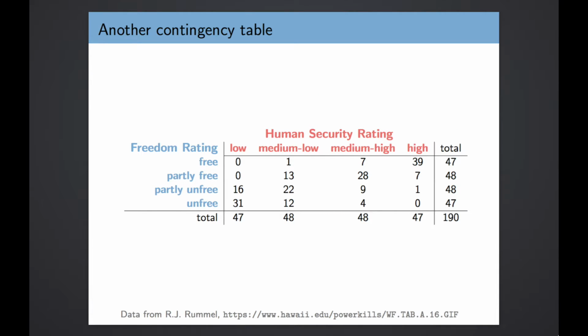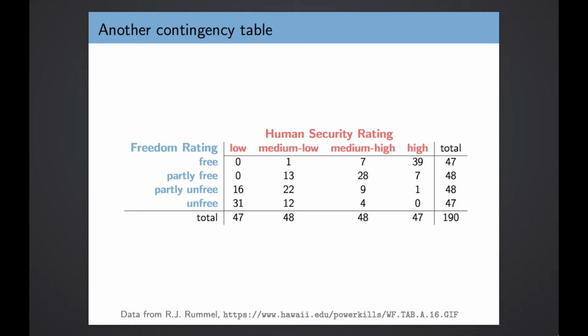To wrap up this lecture, let's go through another contingency table and talk a little bit about doing inference from a contingency table. So this table is a little bit more complicated than the contingency table that we looked at before. Here we have information on 190 countries in the world, and for each of these 190 countries, we have data on two different categorical variables.